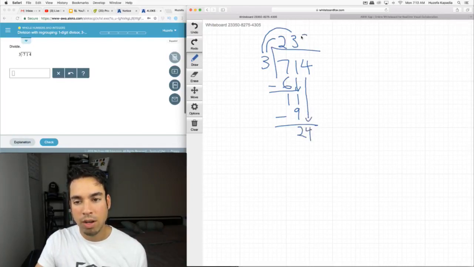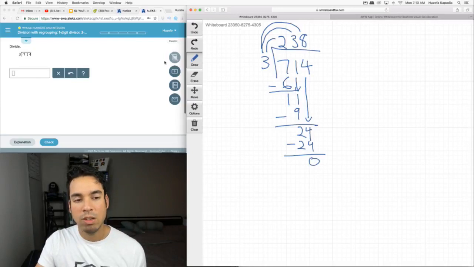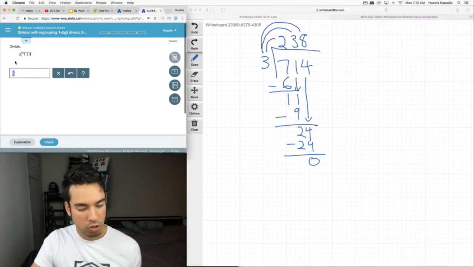3 goes into 24 8 times. Multiply down like this. 8 times 3 is 24. Subtract and we get a nice remainder of 0. So the answer is 238.